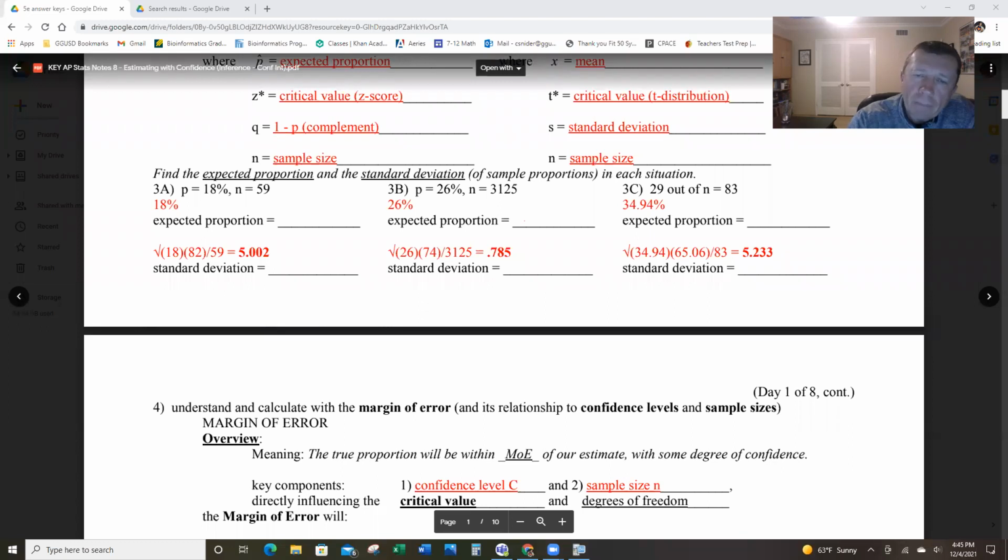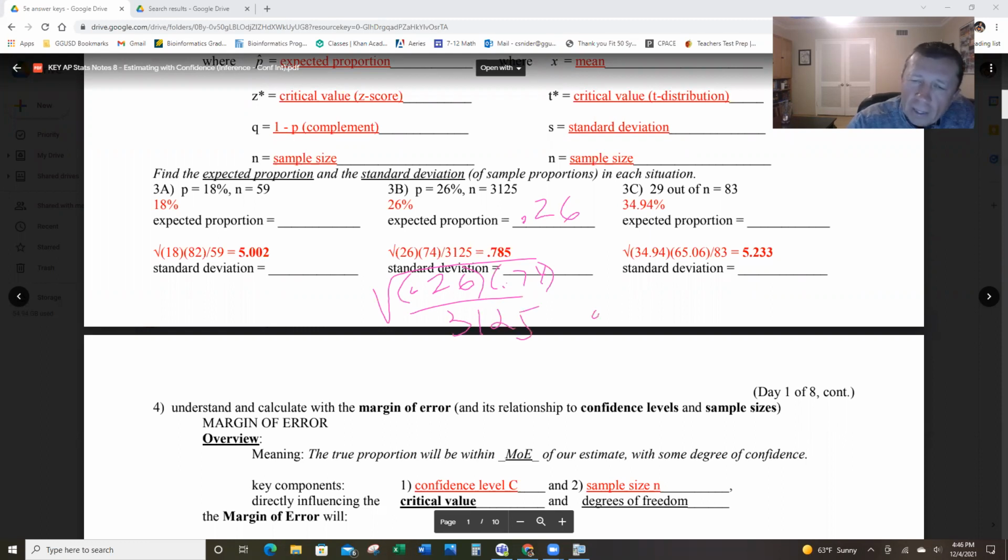3B, this is 0.26. Standard deviation will be 0.26 times 0.74 over 3125. That is a very large sample.